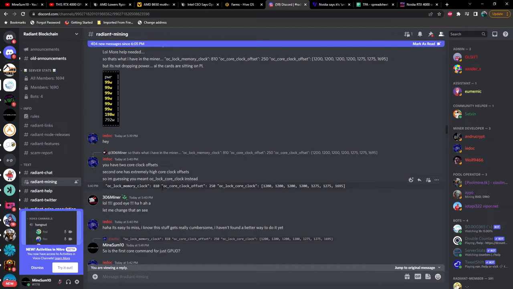Overclock, lock memory clock at 810. Overclock, core clock offset at 250. And then overclock, lock core clock. And then he's got each specific GPU at a different core clock setting.